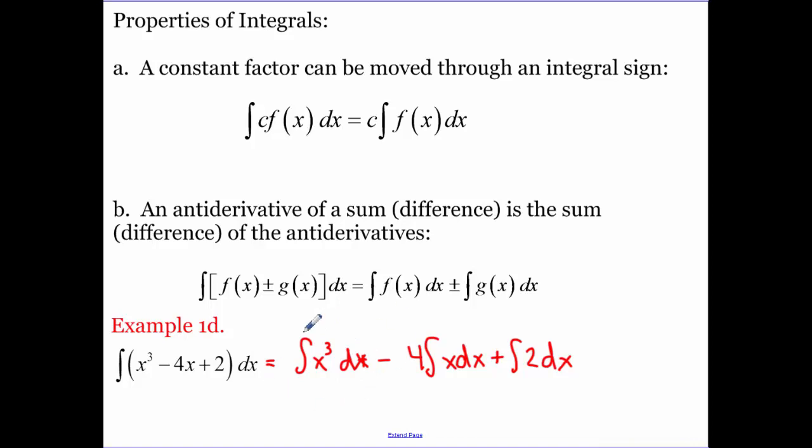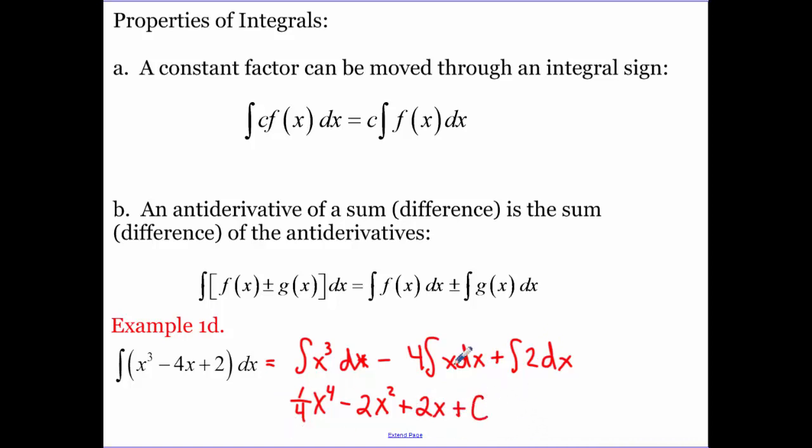Now add 1 to your exponent, and you take the reciprocal of your new exponent. Add 1 to your exponent, so I have x squared. Your constant becomes 4 over 2, or 2. Add 1 to your exponent. Your exponent here is x to the 0 power, so that becomes 2x. Don't forget your plus c.